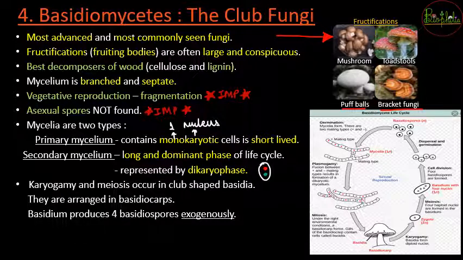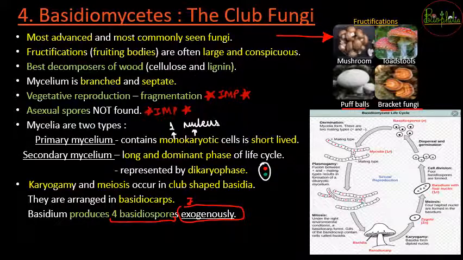So जैसे ही ये dikaryophase आता है, after some time there is going to be karyogamy taking place and meiosis will occur, and that will give you a club shaped basidia. अब club shaped basidia जो होता है, ये basidia arrange होंगे to form basidiocarps. And when these basidiocarps come together, they are going to produce 4 basidiospores. So again, a very important point to remember, that is 4 basidiospores are going to be produced exogenously.